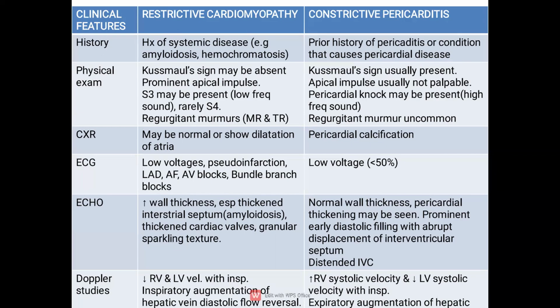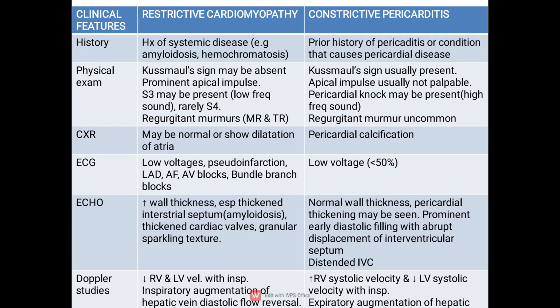But in the case of constrictive pericarditis, we have a pericardial knock, which is a high frequency sound compared to that of a third heart sound, which is a low frequency sound. Murmurs are common in restrictive cardiomyopathy, but uncommon in constrictive pericarditis. For chest X-ray, restrictive cardiomyopathy may be normal or show dilatation of the atrium, depending on the type as well as the stage of the disease. But in constrictive pericarditis, we have pericardial calcification.